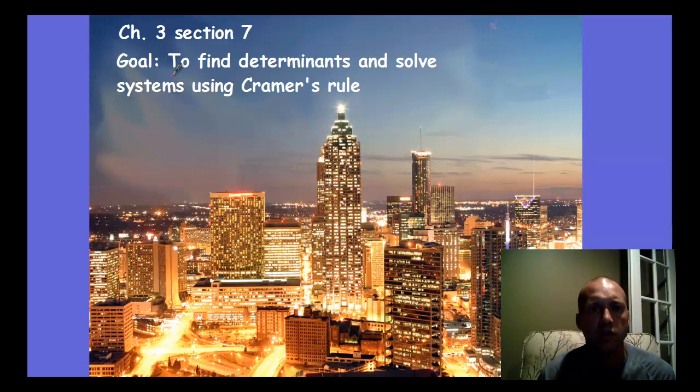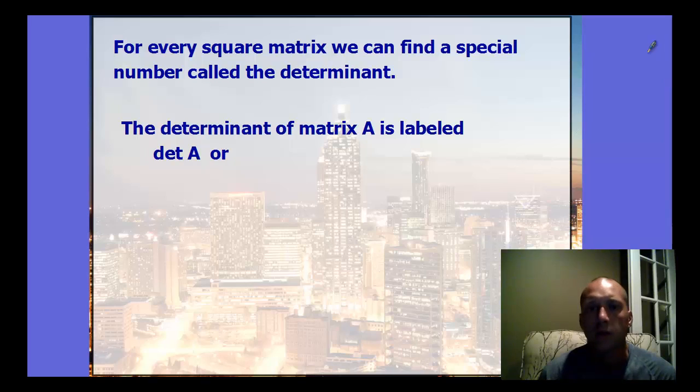Honors Algebra 2, Chapter 3, Section 7. We're going to find determinants, learn what determinants are for matrices, and we're going to use them to solve Cramer's rule, a way of solving systems.